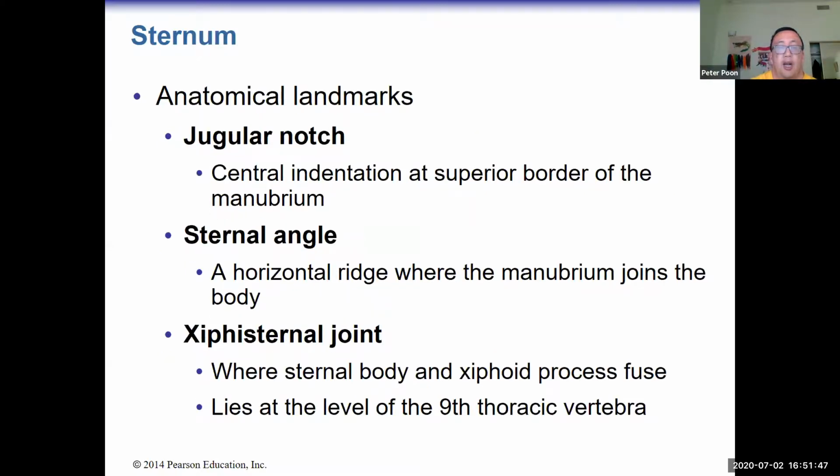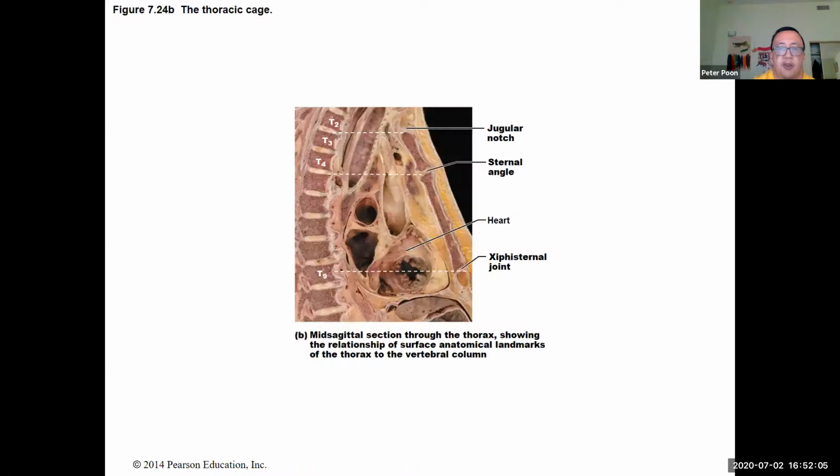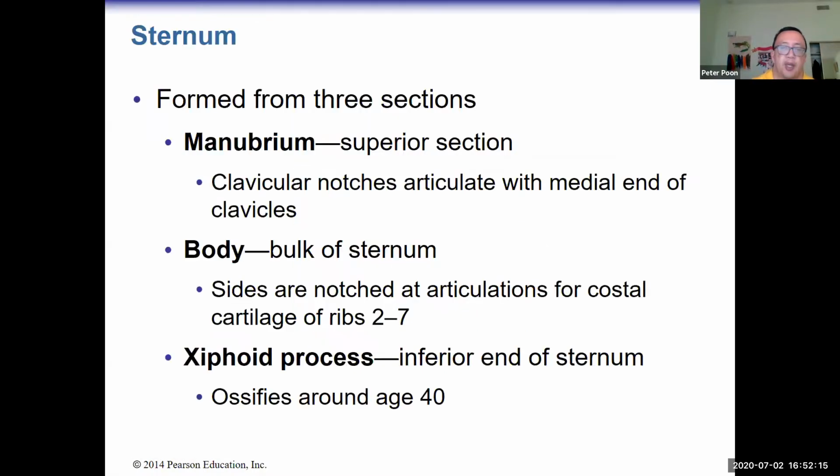All right. The jugular notch. You can pop that out by yourself. Right at the base of your throat, there's an indentation. That's the jugular notch. The sternal angle is where the manubrium joins the body. You can see the sternal angle right there, and you can palpate on yourself where the sternal angle is.